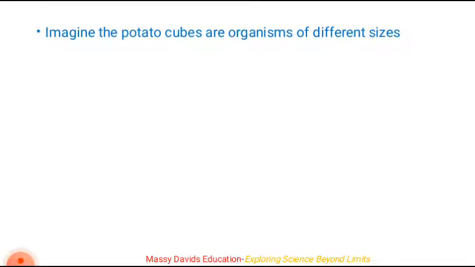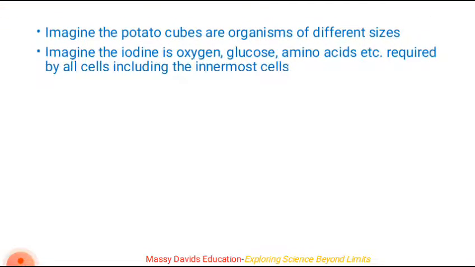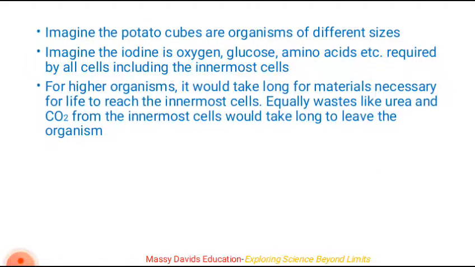Imagine the potato tubes are organisms of different sizes. Imagine that the iodine is oxygen, glucose, amino acids, etc., required by all cells, including the innermost cells. For higher organisms, it would take long for materials necessary for life to reach the innermost cells. Equally, wastes like urea and carbon dioxide from the innermost cells would take long to leave the organism.